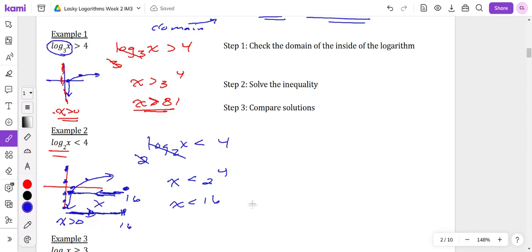So my answer is going to be 0 to x to 16. So x is going to be bigger than 0. 0 is less than x. And then x has to be less than 16. Okay? And if you look at this right here, it's just the reverse idea of that. 0 is less than x, and x is less than 16. In other words, x is in the middle.